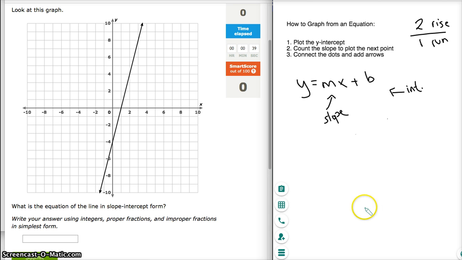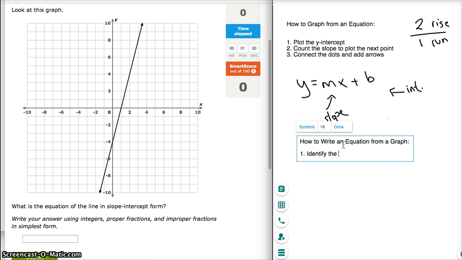All right, so let's go ahead and write the rules for writing an equation. So first, how to write an equation from a graph. So the opposite of what we were doing earlier. So step 1 is to identify the y-intercept, and step 2 is find the slope, and step 3 is plug in the values to y equals mx plus b.